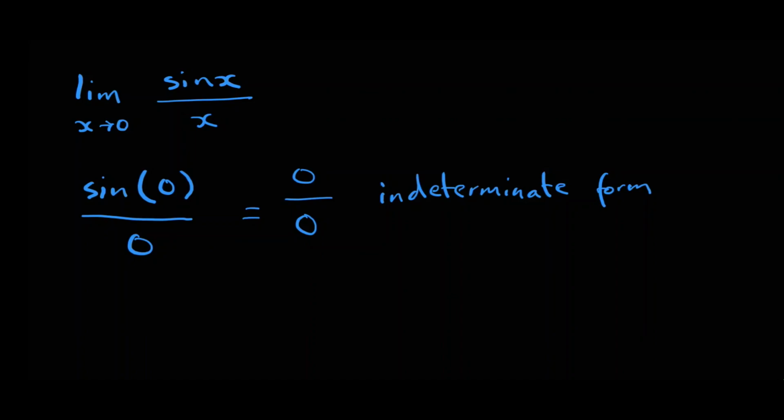So if you try direct substitution and you get something like 0 over 0, or maybe infinity divided by infinity, or infinity minus infinity, 0 times infinity, 0 to the power of 0, 1 to the power of infinity, or infinity to the power of 0, these are all indeterminate forms. So if you get any of these, it means you can use L'Hopital's rule to try to evaluate the limit.